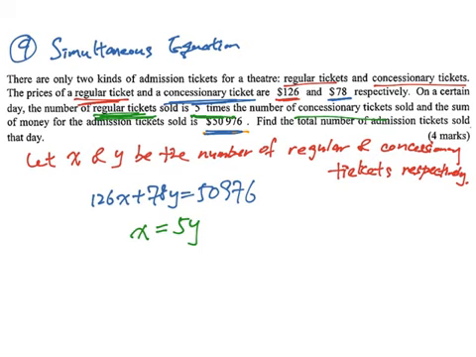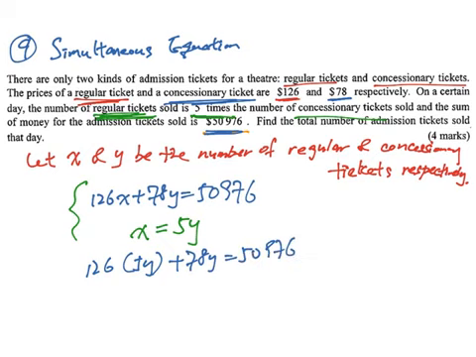This is 4 marks, so there are 2 marks already. So 1 more mark for the substitution. So we substitute the green equation into the blue equation. So it becomes 126 times 5y plus 78y equal to 50976.